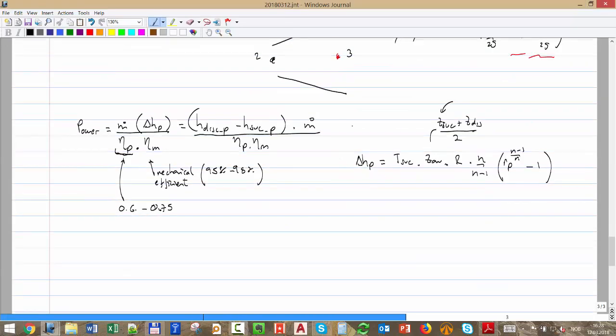Okay, so that's the delta H polytropic. I can calculate it using this expression. I just need the n, I need the Z average, and the R. Remember, R is the universal R divided by the molecular weight of the gas.